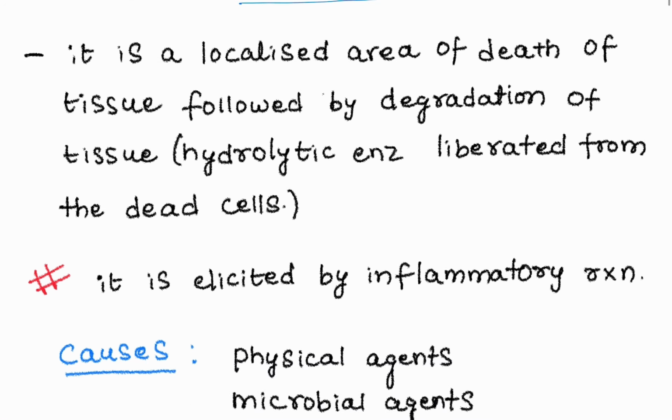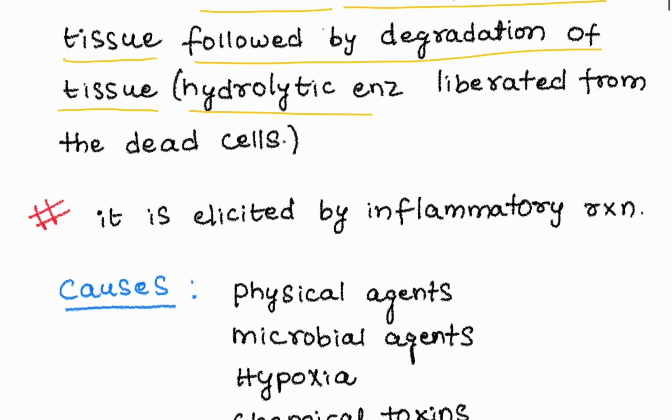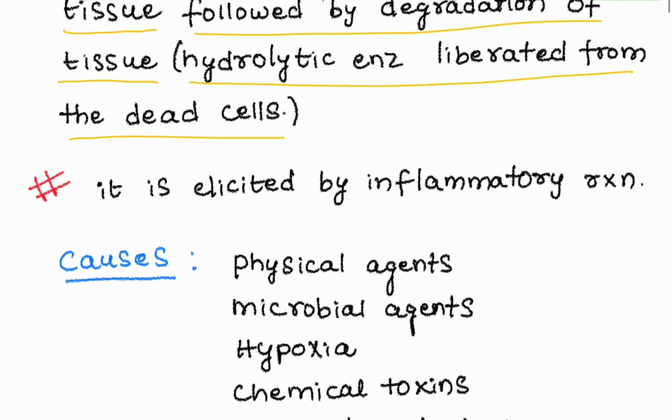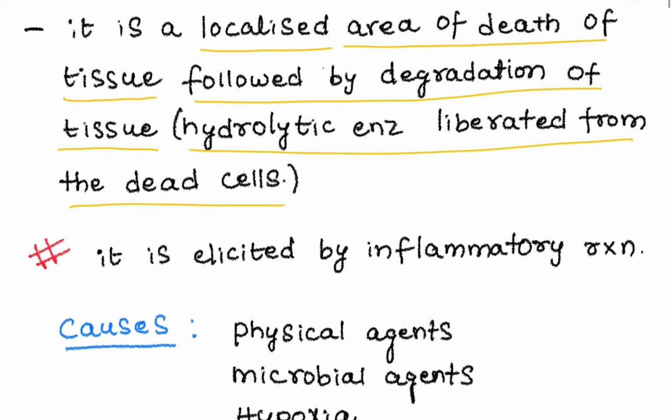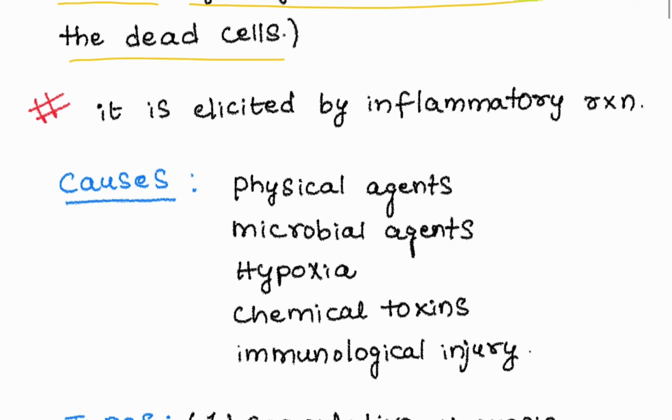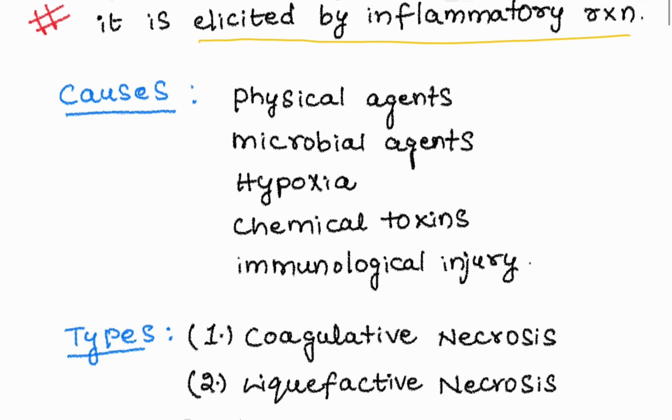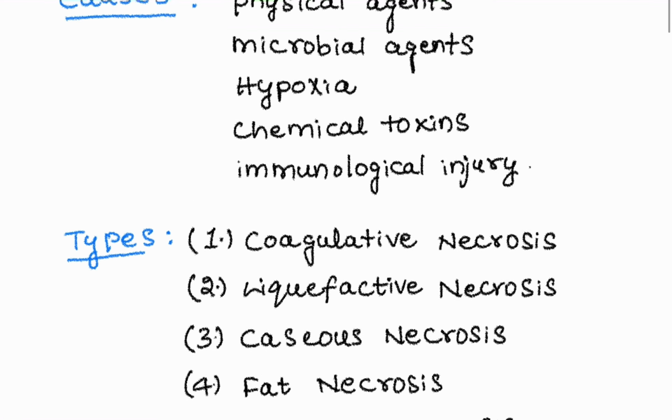Today our topic is necrosis. Necrosis is defined as a localized area of death of tissue followed by degradation of tissue by hydrolytic enzymes liberated from the dead cells. The cells which got necrosed will release the enzymes from lysosomes, called hydrolytic enzymes, which will damage the cell, right? And the characteristic feature of necrosis is that it is elicited by inflammatory reaction.